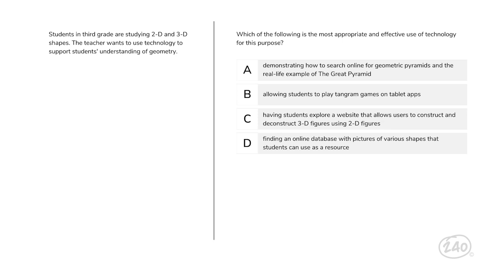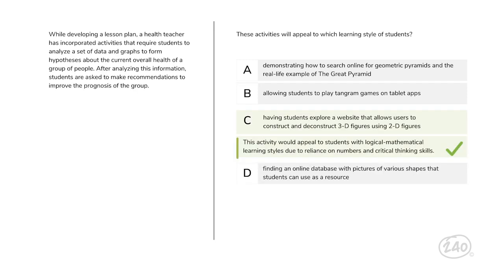Let's really consider these answers. All of them include technology as a teaching aid. However, only one answer aligns with the teacher's original goal. And that answer is C. This interactive website allows students to make academic gains within the content area.